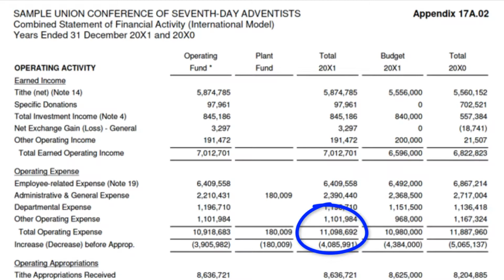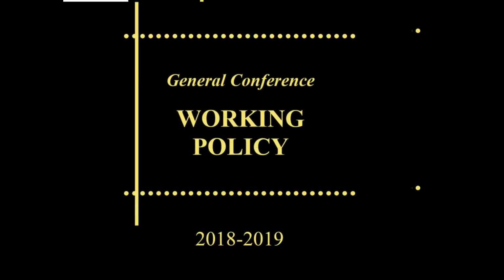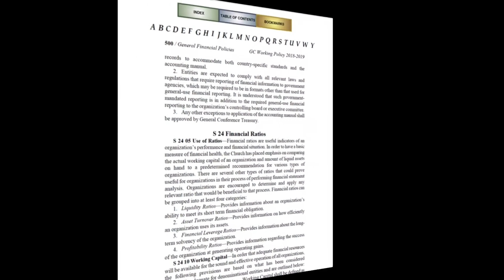Okay, so without any further ado here, let's just jump over and look at the policy. So I'm going to the GC working policy, and it's a big black book, and everyone should have one, and all financial leaders or all leaders should know what it says about the financial policies because all the leaders, the president, the secretary, and the treasurer are all responsible for compliance. And the first thing it says, it talks about working capital.